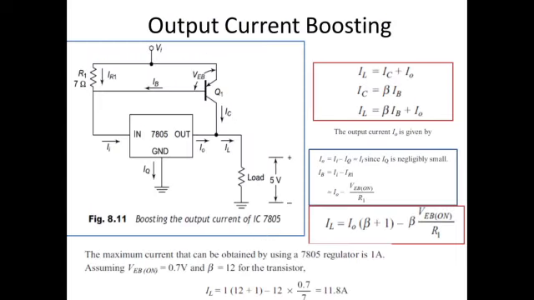The next circuit is how boosting is achieved with the help of this 7805 IC. Here it is possible to boost the output current, I am going to boost the current, not the voltage. It is possible to boost the output current of your 3-terminal regulator by simply connecting an external pass transistor. I am going to connect an external pass transistor in parallel with the regulator.